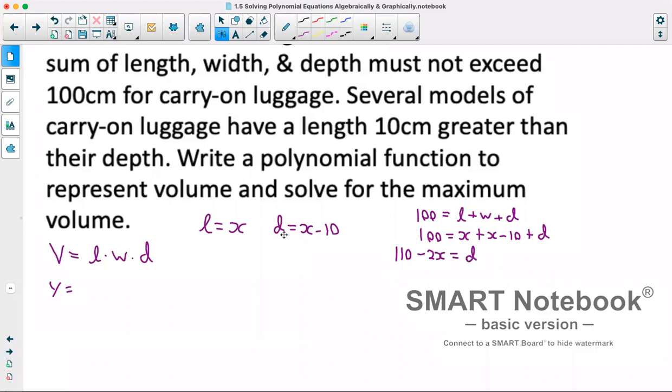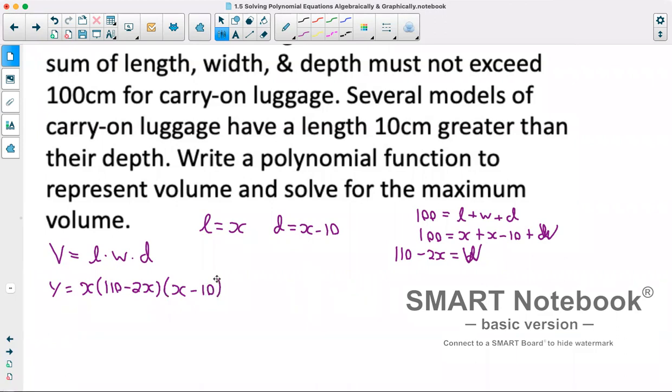We now have every single variable from this equation in terms of x, so we can put those into our equation. So we have our length, which is x, times our width, and sorry, I made a mistake over here. I substituted my depth in for my width, so this should be my width. So now we will substitute our values in. So we've got 110 minus 2x times x minus 10.